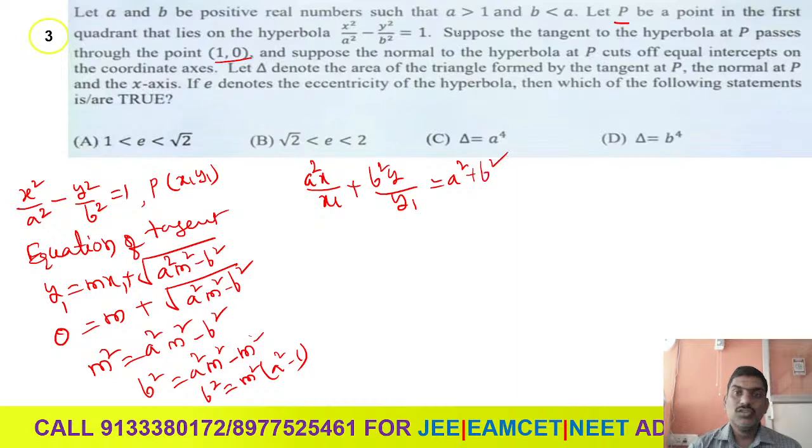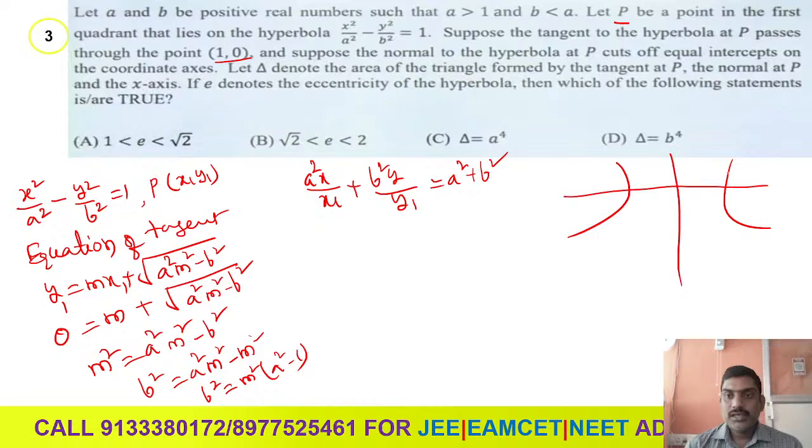The normal to the hyperbola at P cuts off equal intercepts on the coordinate axes. Let us draw the figure. Let us take the point P here, P of x1 comma y1. Right. At this point we have a normal. It is touching the x-axis at some point A and the y-axis at some point B. Here it is the center O. Then they are saying that OA and OB are both the same.